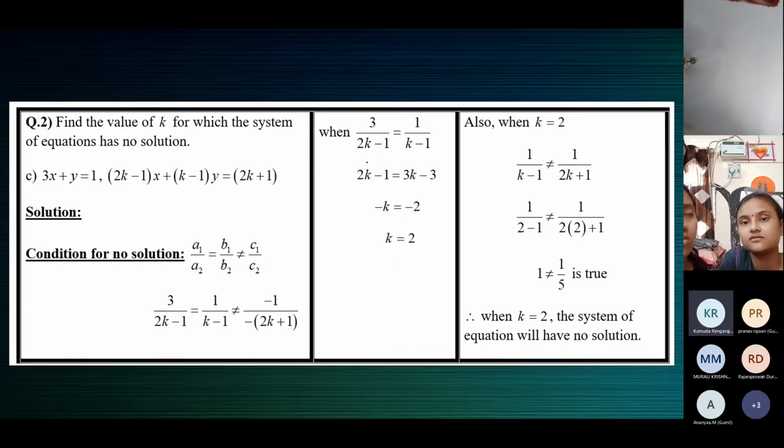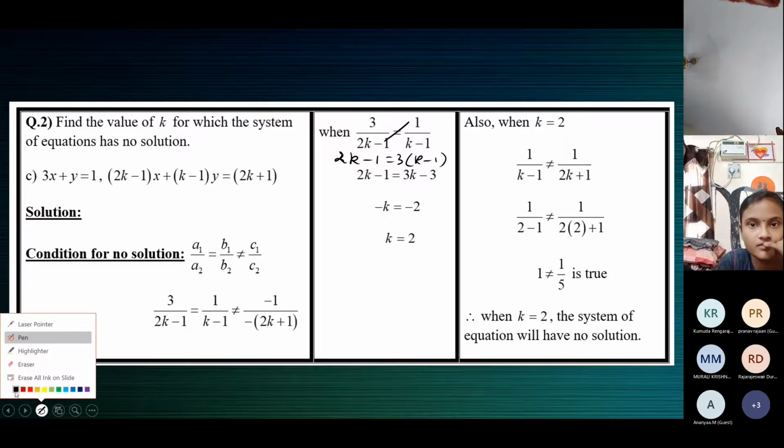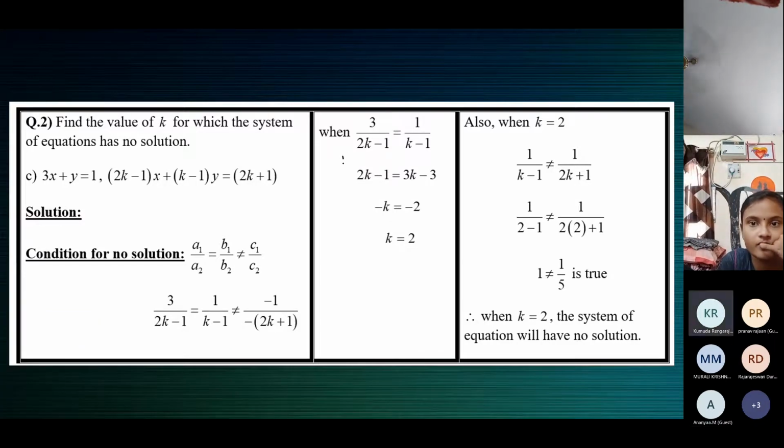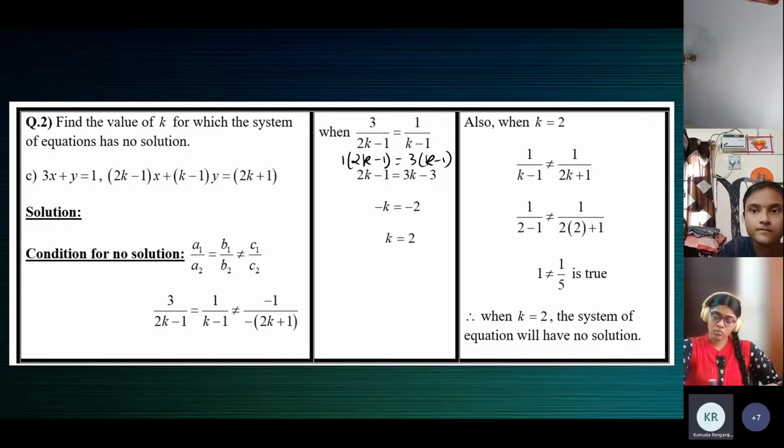So on cross multiplying, you get 3 into k. So 3 into k minus 1 is 3k minus 3. Because it is like this, children: 2k minus 1 when you cross multiply is equal to 3 into k minus 1. Or 1 into 2k minus 1 cross multiplying is equal to 3 into k minus 1. So k is equal to 2.